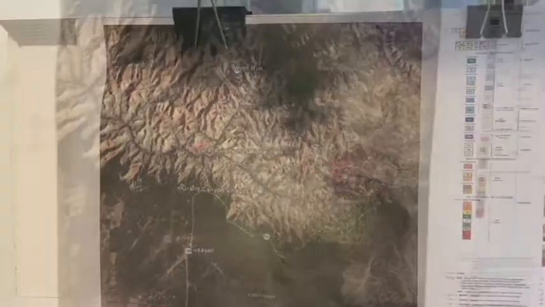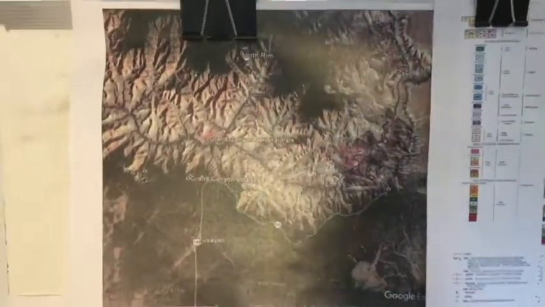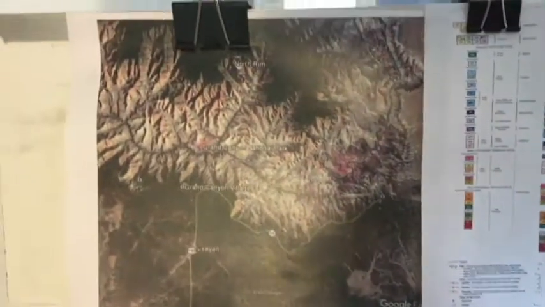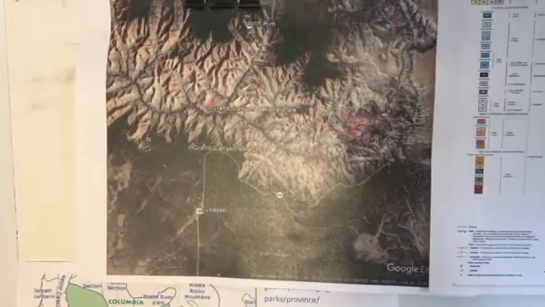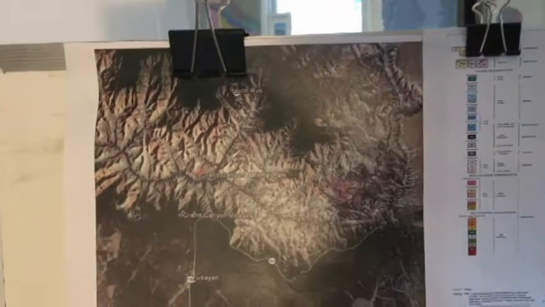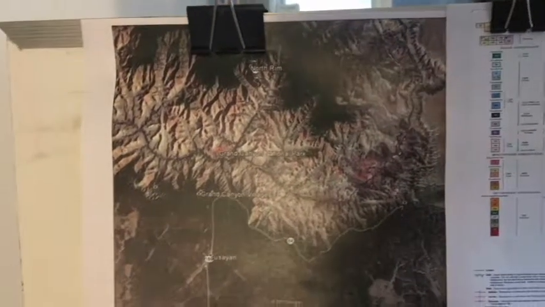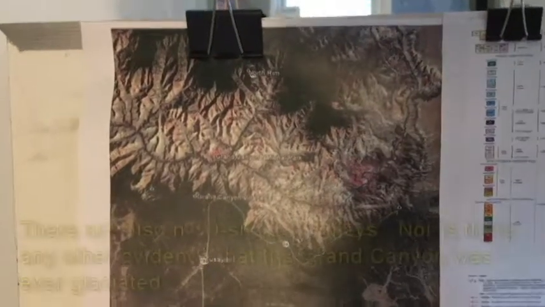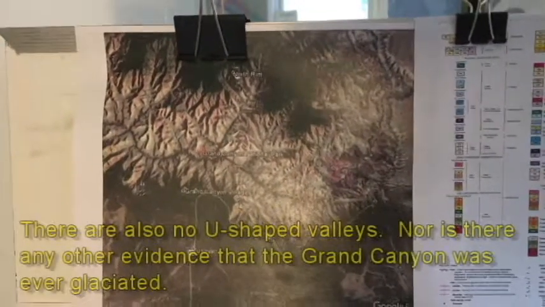Okay, so what am I seeing here? Well, I can tell you what I'm not seeing. I don't see massive ripple marks. I don't see braided stream deposits. I don't see a river that couldn't decide on a channel to take before deciding on one. I don't see any of that here, okay?